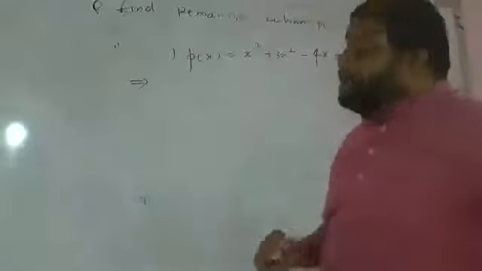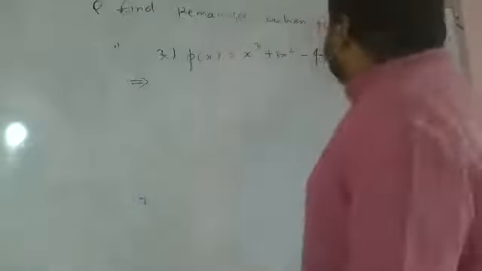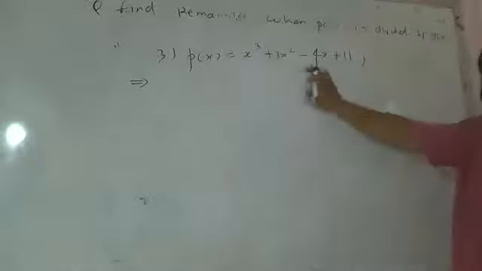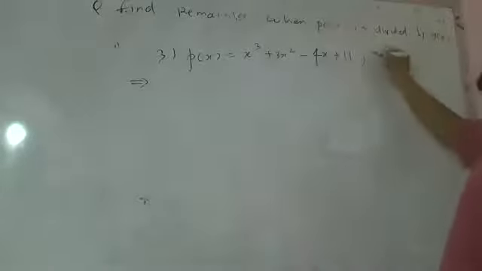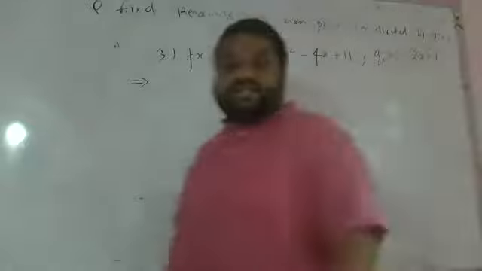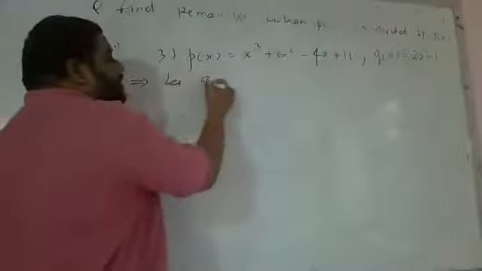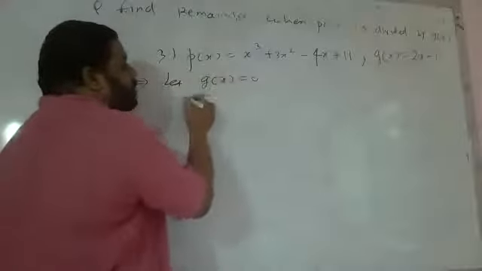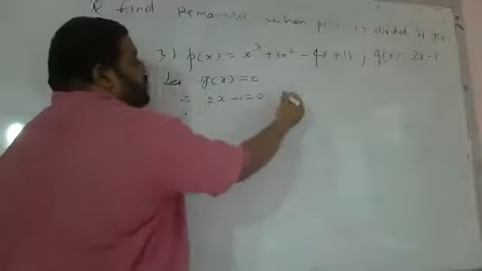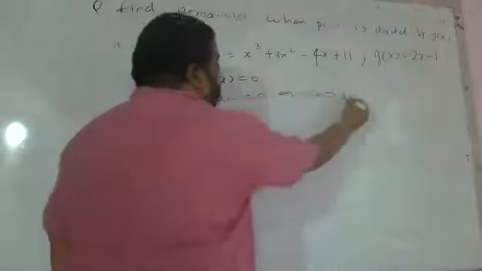Now suppose the question given to you is like this. Find the remainder when P of x is divided by G of x. P of x will take same x cube plus 3x square minus 4x plus 11. And G of x will be, suppose, 2x minus 1. Now again the same concept. Let G of x is equal to 0. Hence 2x minus 1 is equal to 0, which implies 2x is equal to 1.